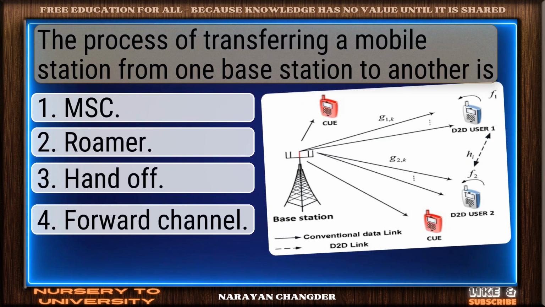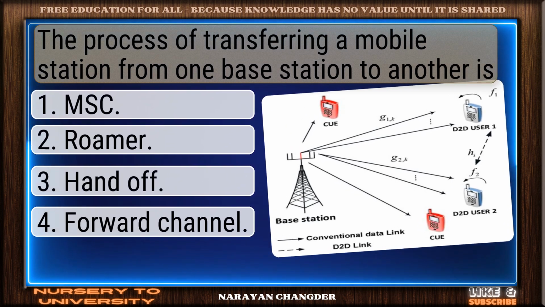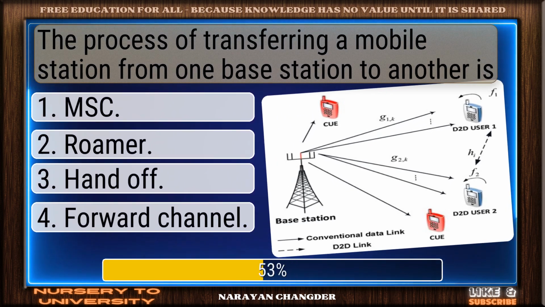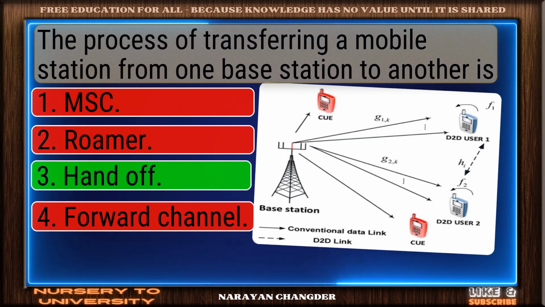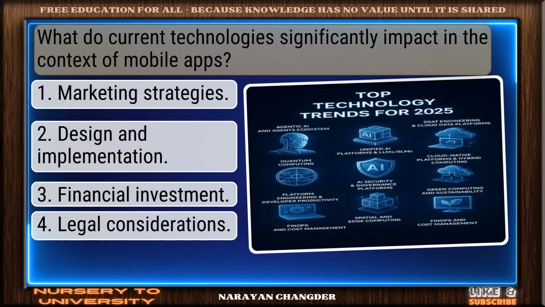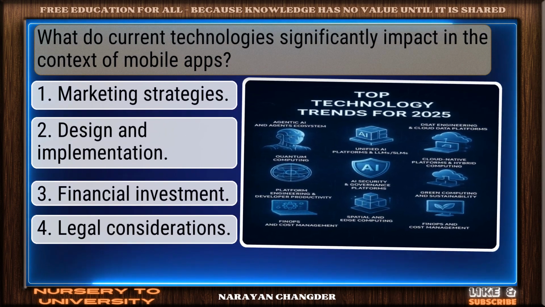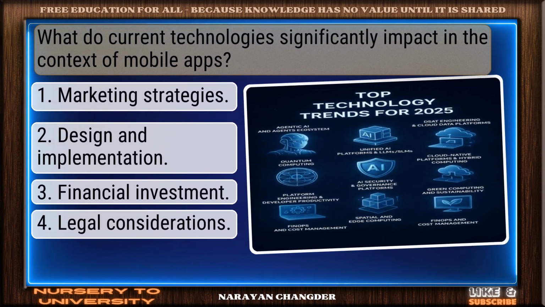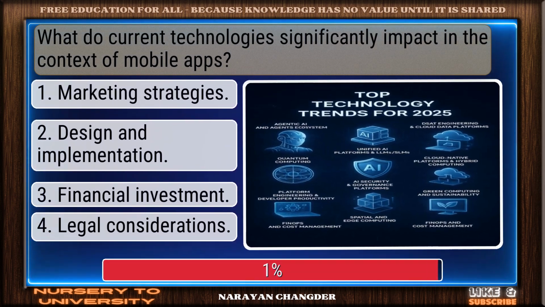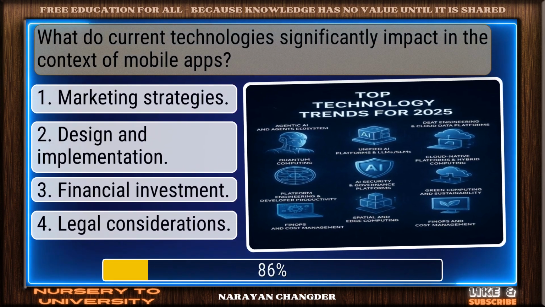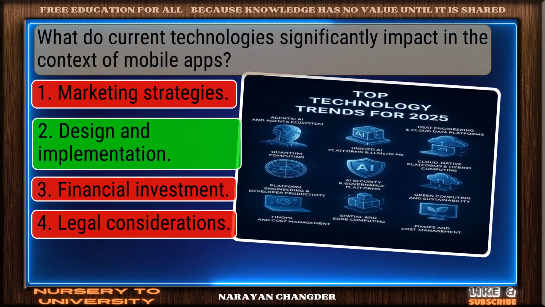Question number 26. The process of transferring a mobile station from one base station to another is? Exactly. Handoff makes sense and it is the right choice. Question number 27. What do current technologies significantly impact in the context of mobile apps? Correct. Design and implementation is the right answer.